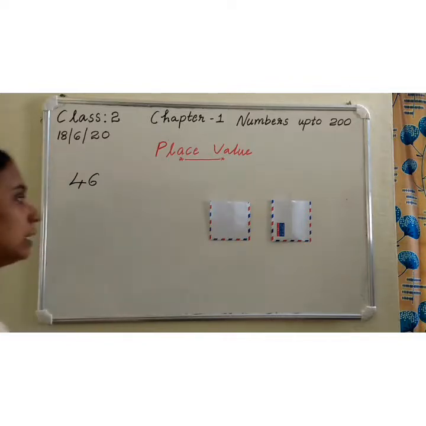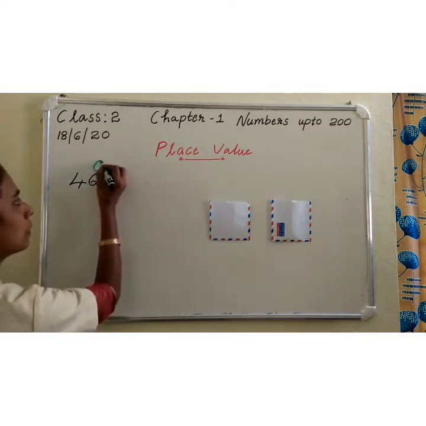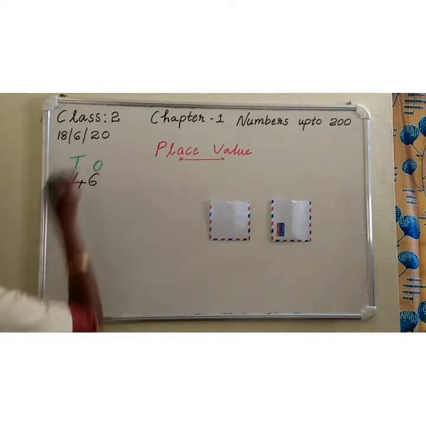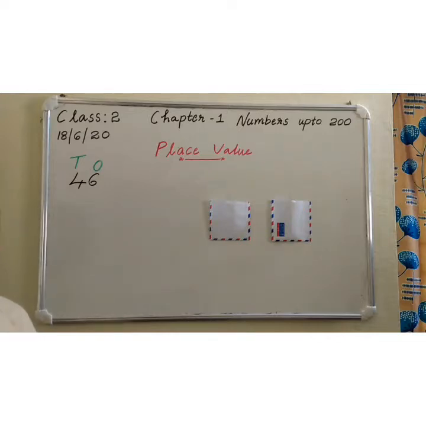Get it? In this two digit number, how many places are there? Two places. There are two places in a two digit number. The first place is the ones place. The next place is the tens place.